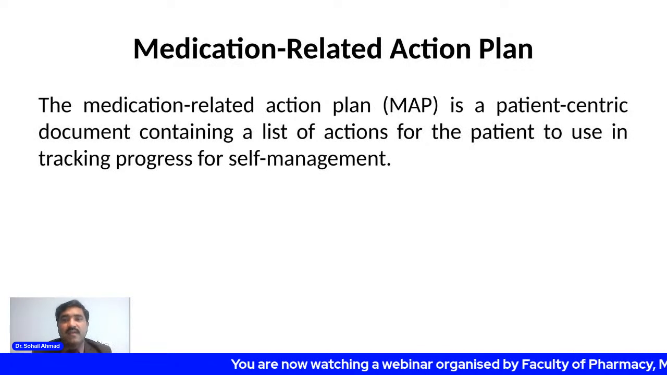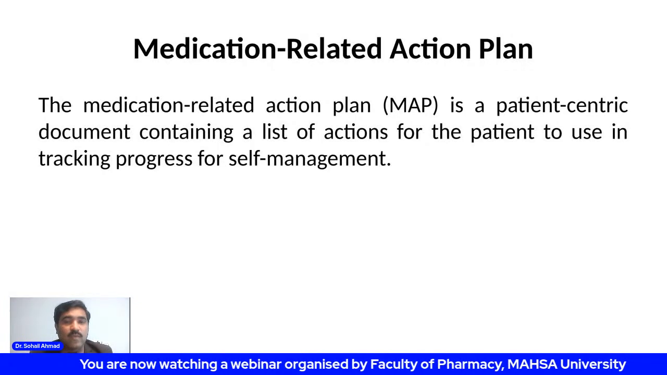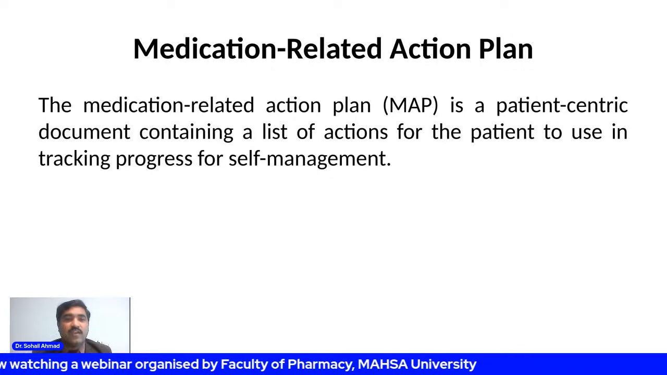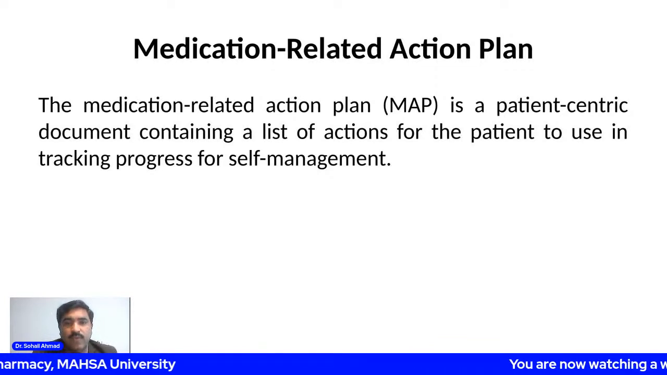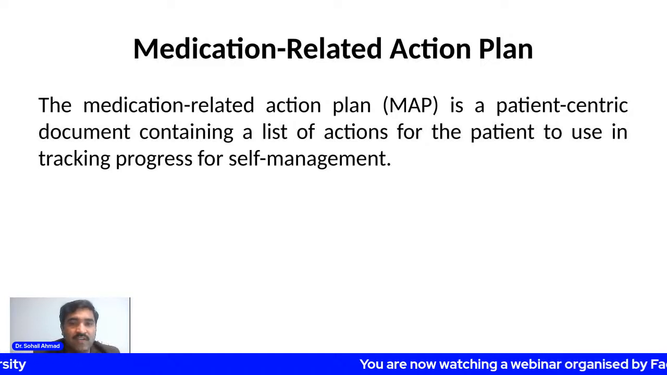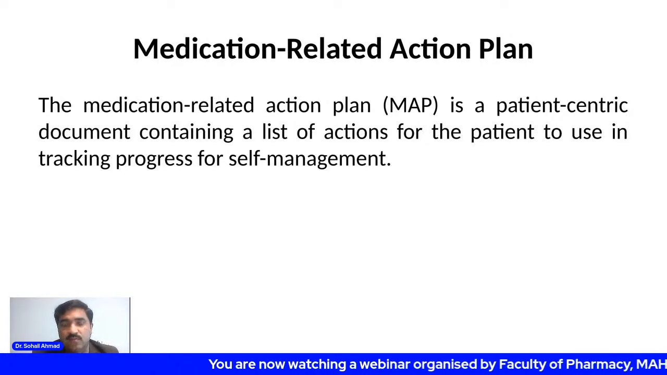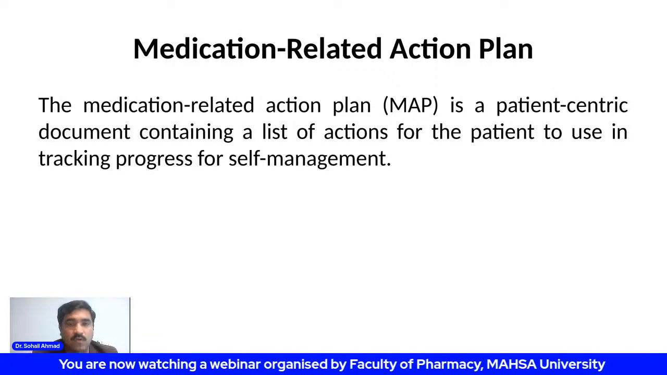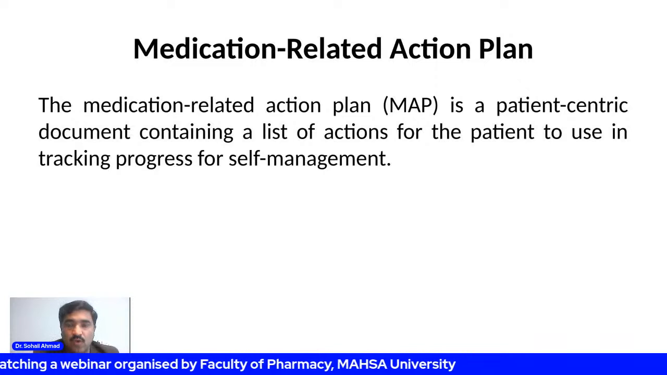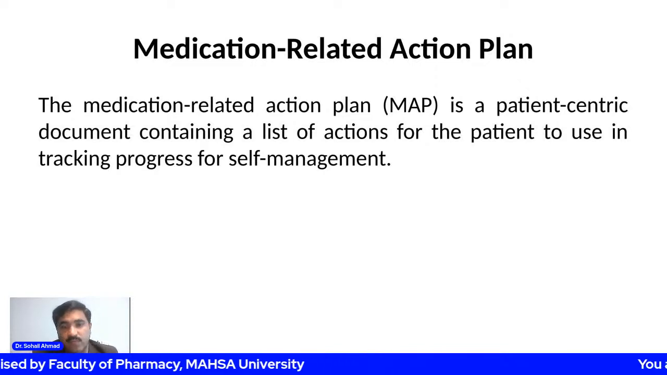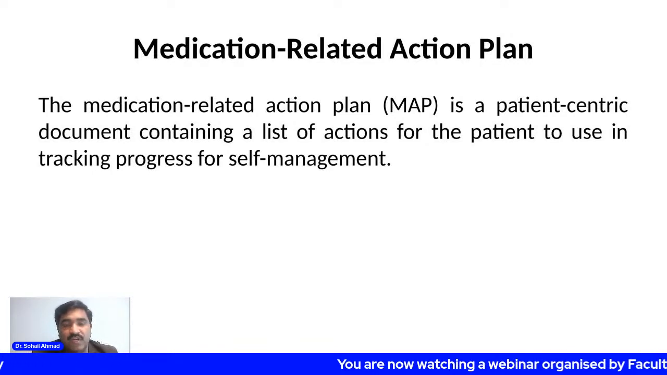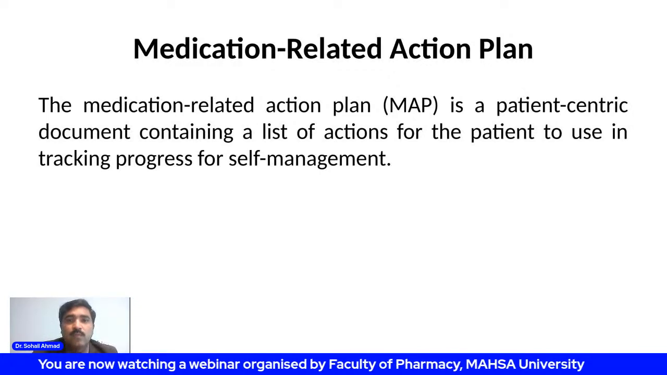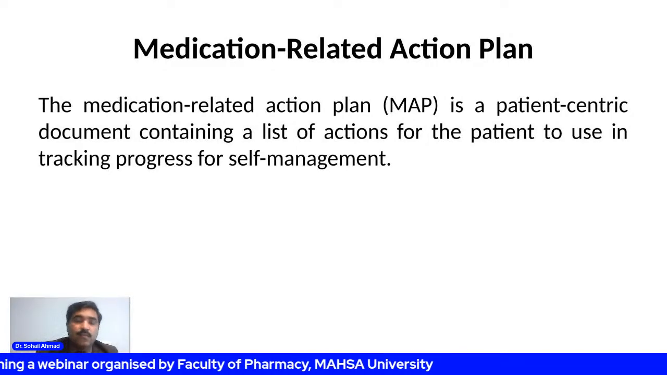A medication related action plan is a patient-centric document containing a list of actions for the patient to use in tracking progress for self-management. The MAP plays an important role for chronic diseases, because in certain chronic diseases patient self-management plays an important role. I'll take the example of patients who have asthma. If the patient knows how to use an asthma action plan and what the patient should do if they suspect an asthma exacerbation, all of this will be part of the medication related action plan.